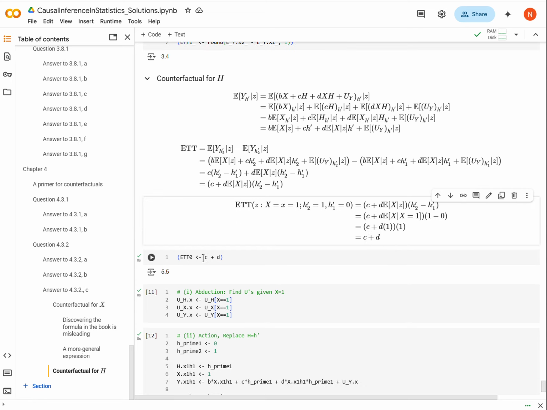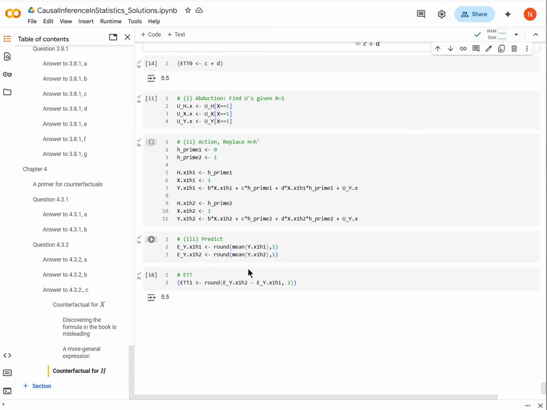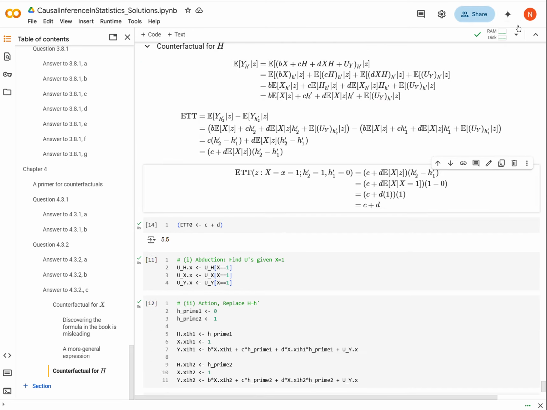Again, for the sake of simulation, or for a little bit more confidence in what we've done, the algebraic derivation should come out to 5.5, and then we go through the same steps as we did above. We abduce, we apply the action, we predict, and then we look for the ETT, and again we get 5.5. Okay, we'll call that good.